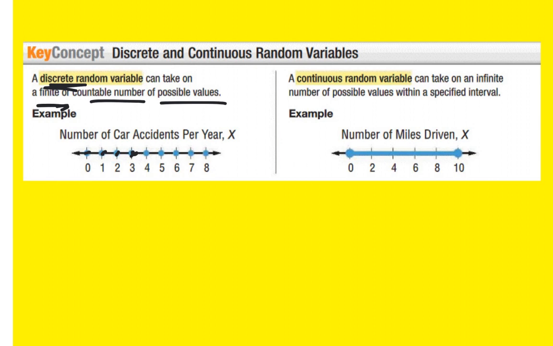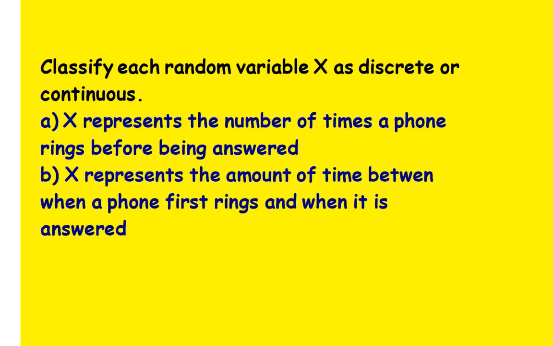Or you can have a continuous random variable. And this can take on an infinite number of possible values within a specified interval because it's driving. So you could drive a half a mile, not just 1 mile. So it's continuous. When you slam on your brakes, where did you end at? It could be 2.39862. So there's an infinite number of possibilities. It's continuously going.